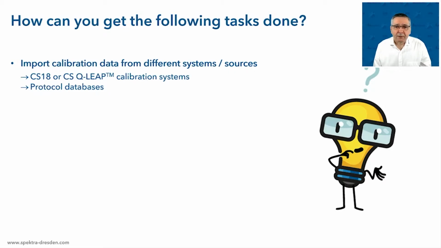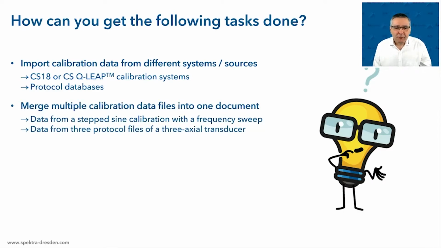And we want to have some more information, like information from databases imported into this workflow here. Something that may be more familiar to you is the task: how can we merge multiple calibration data into one document? For example, you make a sine sweep to get a frequency response of a sensor, and then do a step sine for a very exact and precise calibration of the sensor. Or maybe more obvious, you have a triaxial sensor, and so you have 3 protocol files, one for each axis, and you want to get all these protocol files into one document.